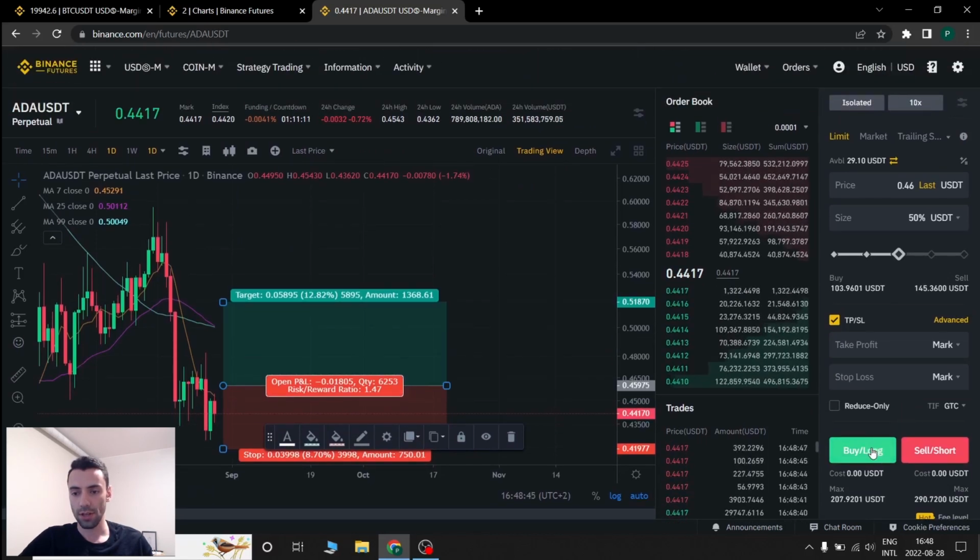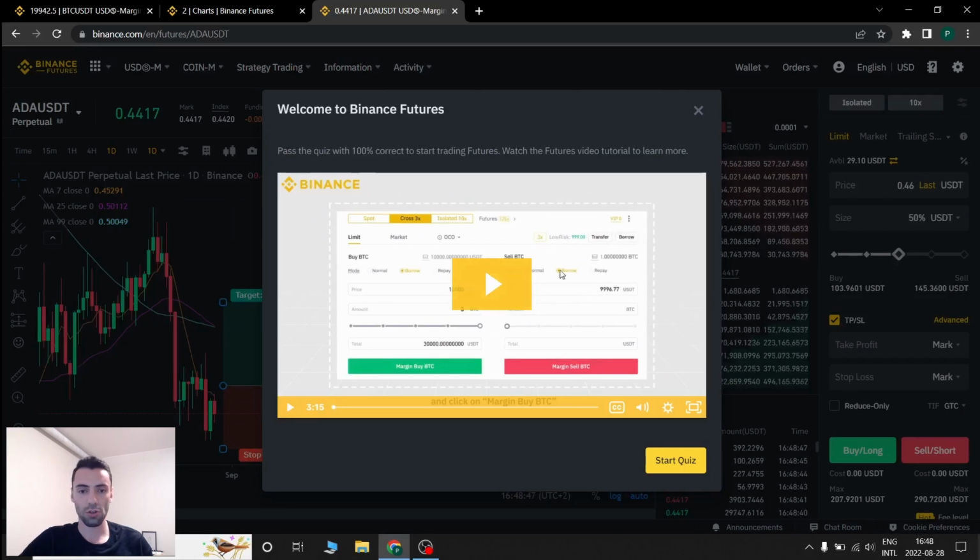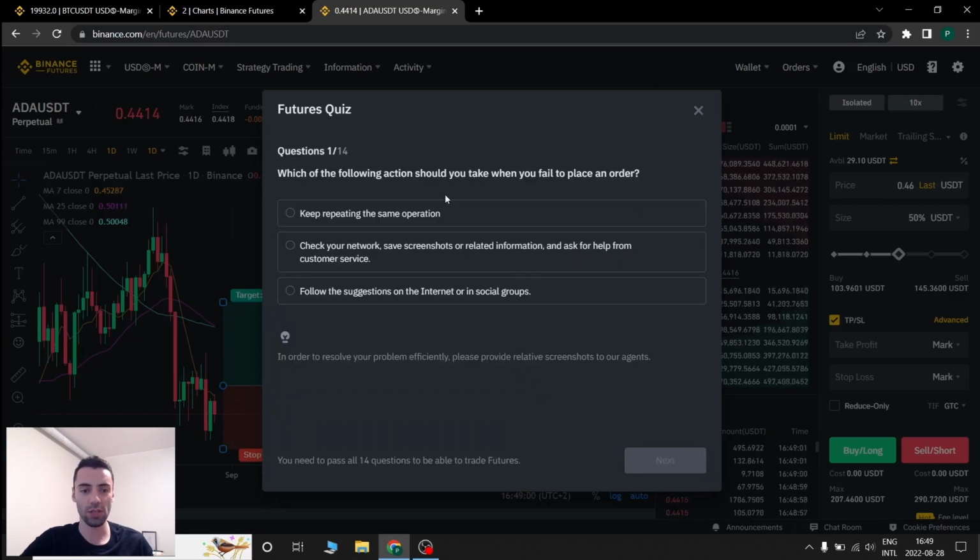And let's buy or long. So it's actually going to ask for a start quiz if you haven't opened this, the first time you're using your futures account on Binance. So let's just start a quiz. If you don't know the answer to any question, it will show you the correct answer at the end of the question. So let's just go through them quickly.